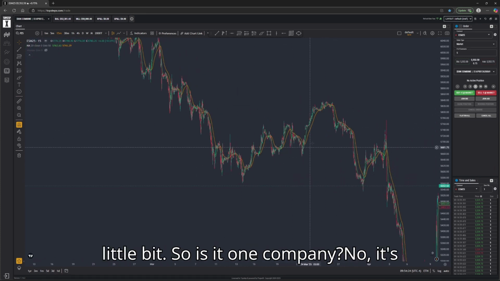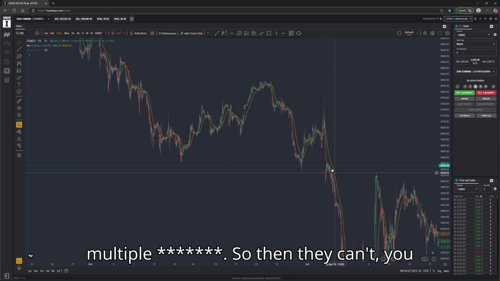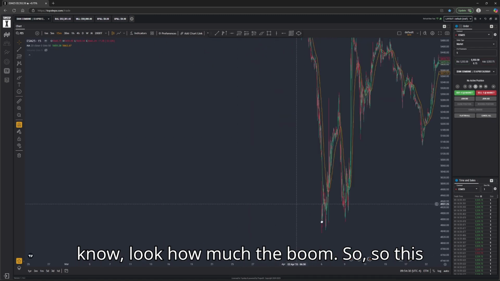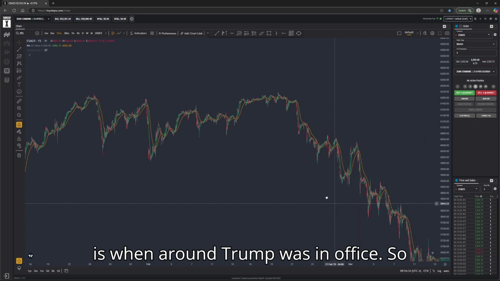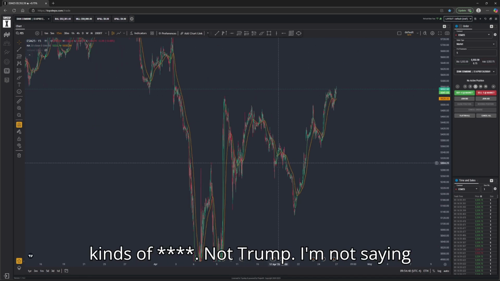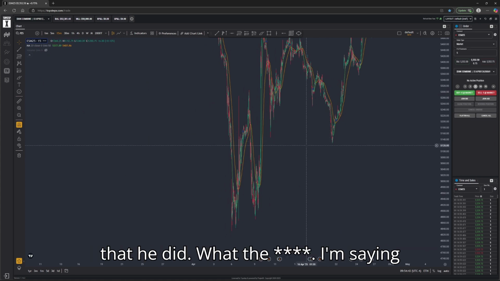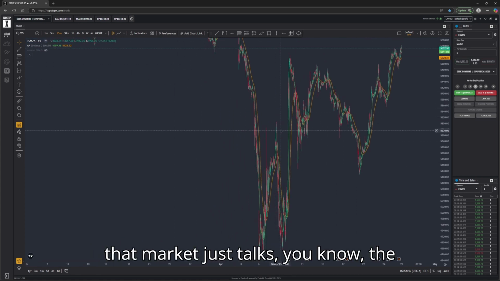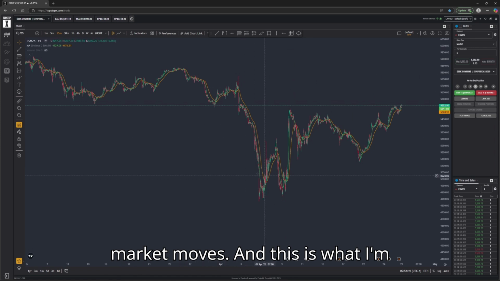So is it one company? No, it's multiple players. So then they can, look how much, look, boom. So this is around when Trump was in office. That moved the market. They sold all kinds of stuff. Not Trump. I'm not saying that he did it. I'm saying that the market just talks. The market moves, and this is what I'm noticing.